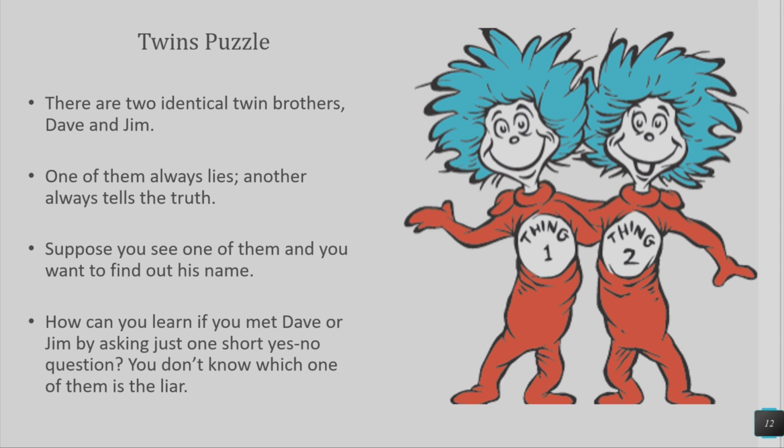Now, suppose you run into one of them on the street and you're trying not to be impolite and figure out, are you talking to Dave or are you talking to Jim? What is one question, a single question with a yes-no answer, that you could ask the brother you met to figure out his name? It's important to know that you only care about their name. You don't know which one of them is a liar, nor do you care to know at this point. So I'll let you think about it. What kind of question could you ask the brother you met to figure out what his name is?